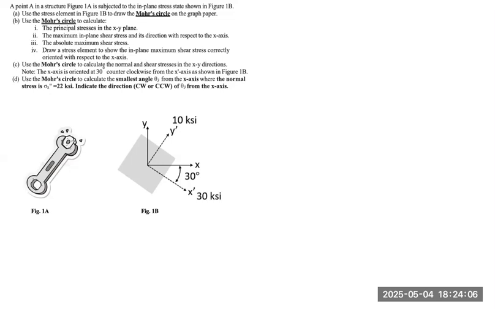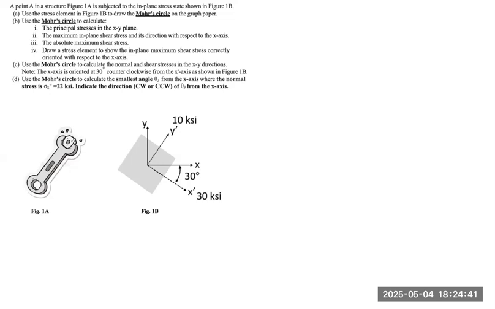Part C. Use the Mohr circle to calculate the normal and shear stresses in the x'y' directions. Note, the x' axis is oriented 30 degrees counterclockwise from the x-axis as shown in figure 1B. Use the Mohr circle to calculate the smallest angle theta 3 from the x-axis where the normal stress sigma x double prime is equal to 22 ksi, and indicate the direction, clockwise or counterclockwise, of theta 3 from the x-axis.